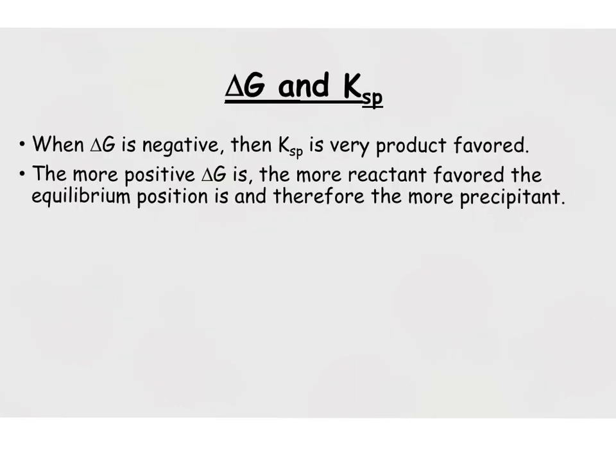All right, and lastly, we're going to look at the relationship between Gibbs free energy and the equilibrium constant KSP. So again, if it's a negative delta G, that means you're very product favored. It's really going to dissolve very well. If you have a very positive delta G, it's not going to dissolve very well, and therefore you're going to have a lot of precipitant.